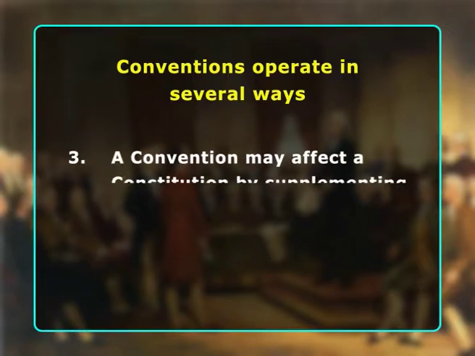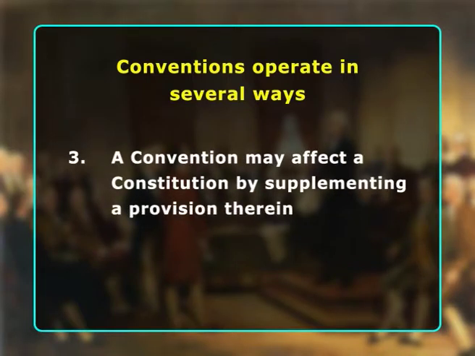Third, a convention may affect a constitution by supplementing a provision therein. Conventions have made it possible for a monarchical constitution to work on democratic lines. The prerogative power of the British Crown to veto a bill passed by the Houses of Parliament has disappeared.